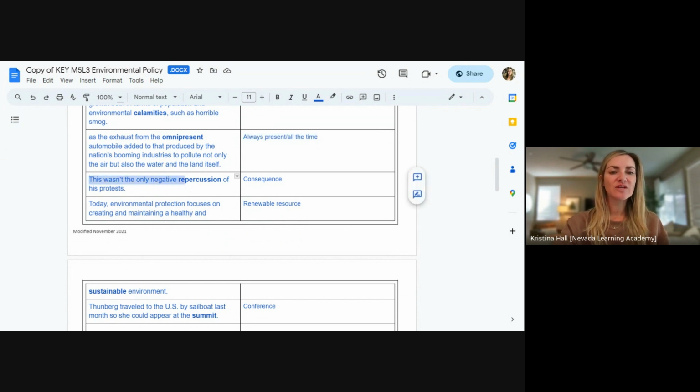This wasn't the only negative repercussion of his protest. So repercussions or consequences. So we're going to look at some of the consequences of environmental issues and then what we're trying to do to fix them or to counterbalance them. So repercussion is consequence.